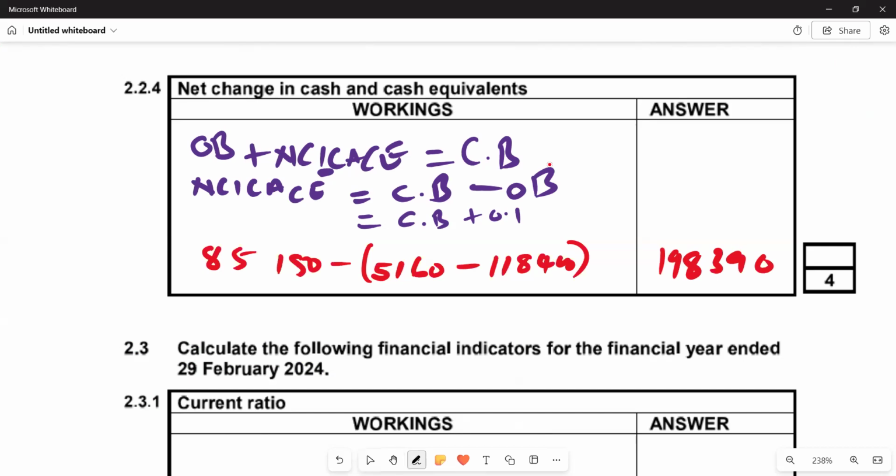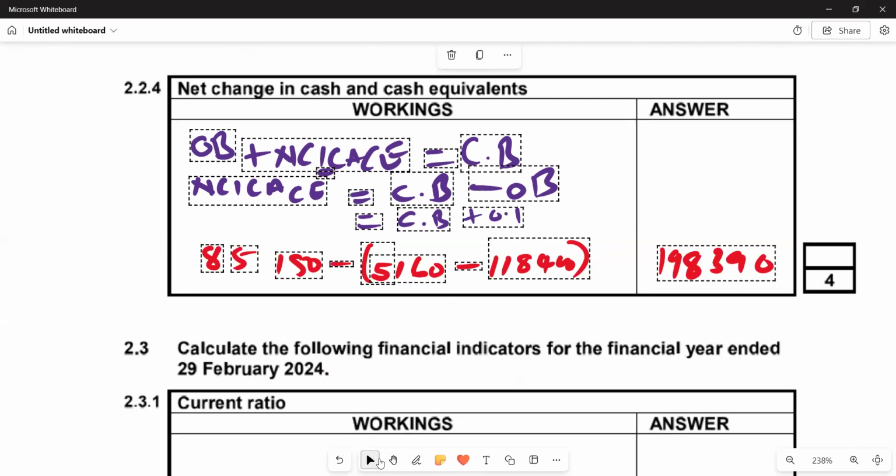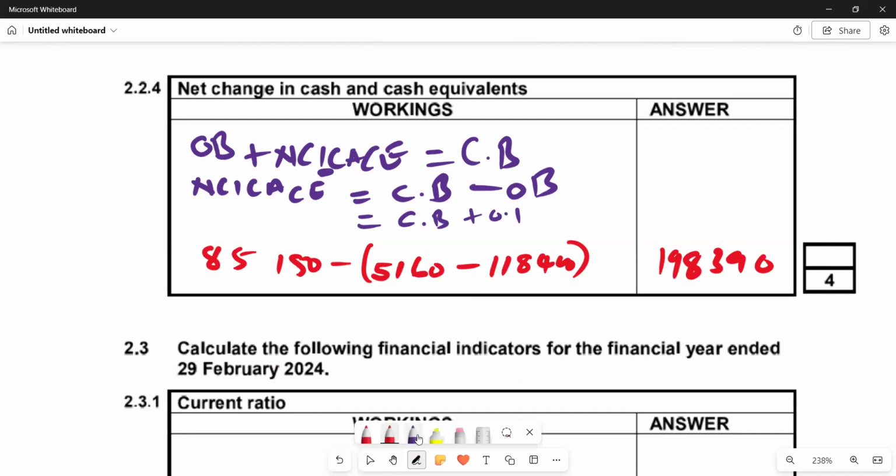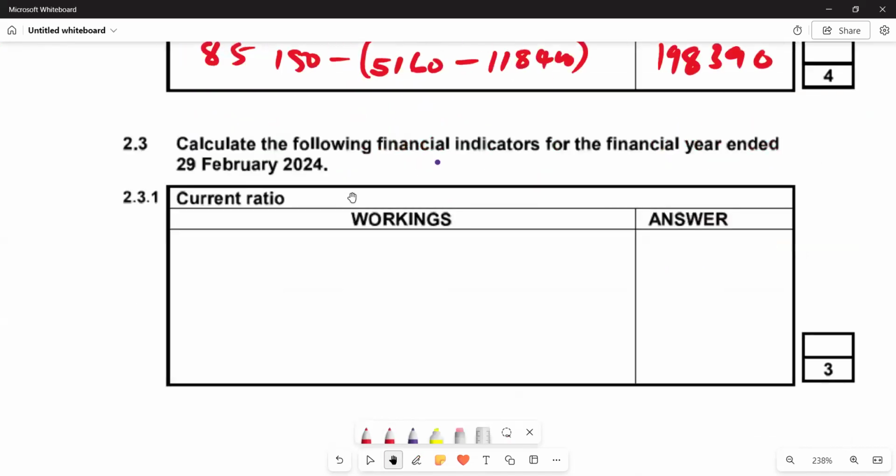Then you go to 2.3, which is calculate the following financial indicators for the year ended 29 February 2024, whereby you are given the current ratio. So obviously we need to take down the formula first of calculating current ratio. Remember, when we're calculating current ratio, we are going to say current assets as to current liabilities, whereby we are going to divide by current liabilities both sides. So this is how we are going to calculate our current ratio.